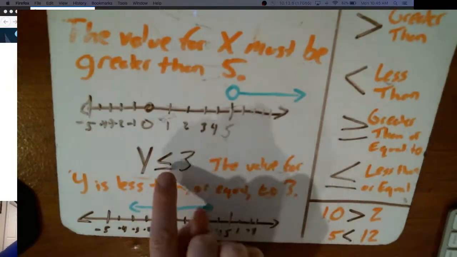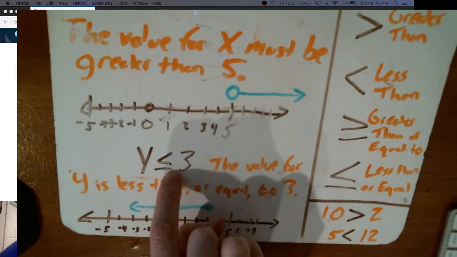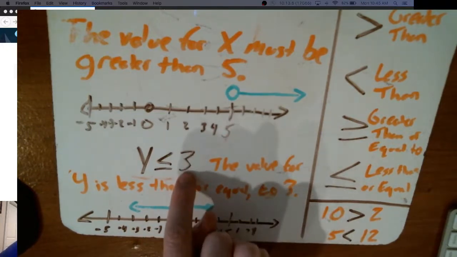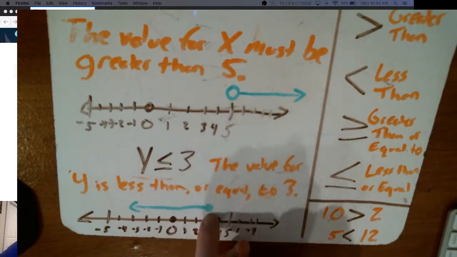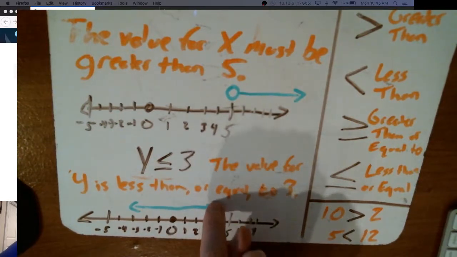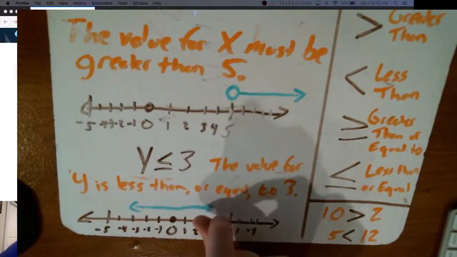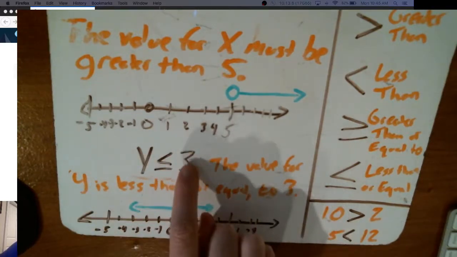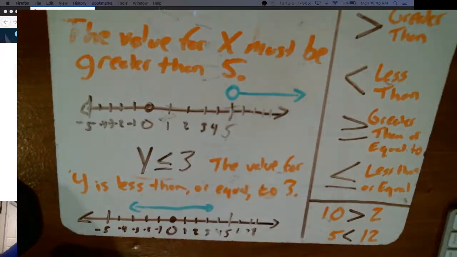Quick review too, if it's less than or equal to, anytime we have the or equal to piece, we need a closed dot to say it could also equal 3 or be anything less than 3. So on this number line we see the closed dot above the 3, and then the arrow moving towards the left shows us y could be anything less than 3, or it could also be equal to 3. It just can't be larger than 3. So we're going to take a look at a few of the examples now.